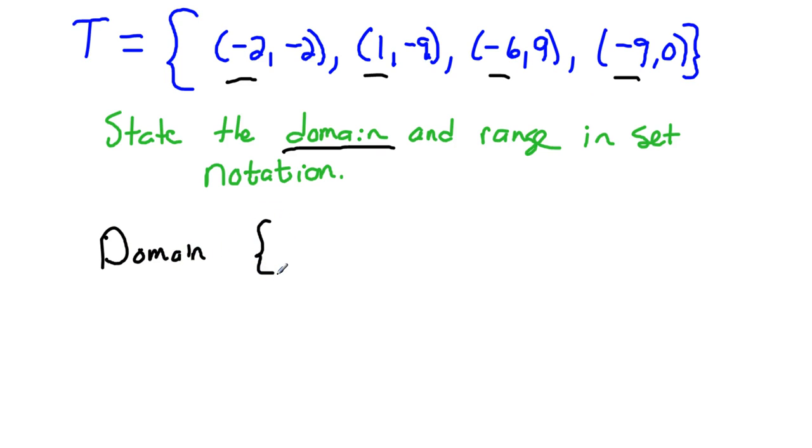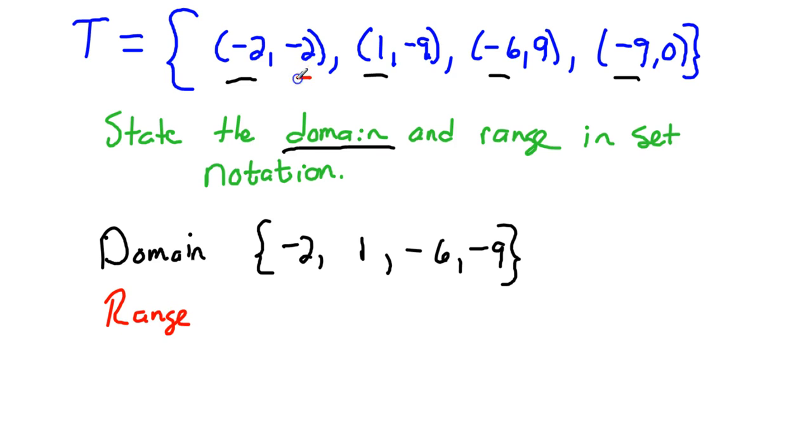So your domain is, you're going to have little squiggles here, and just go back and list the numbers. It's -2. Nope, not -1. +1. We've got a -6 and a -9. Now, if you want to put them in order, that's fine. As long as you've got the numbers listed, that's all that matters. Range. Well, that's the Y values. It's -2, -9, 9, and then 0.